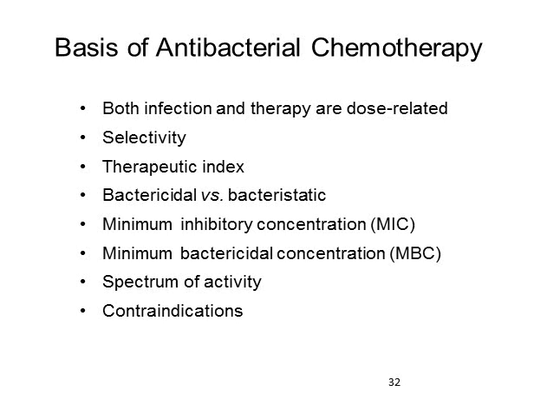When it comes to antibacterial chemotherapy, both infection and therapy are dose related. So we've got to think about the dose, the selectivity of the therapy we use, the therapeutic index, and whether we want to look at a bactericidal or bacteriostatic medication. We also need to take into account minimum inhibitory concentration, the minimum dose of a drug which will inhibit that bacterium, and minimal bactericidal concentration, the lowest dose at which bacteria will start to be destroyed.